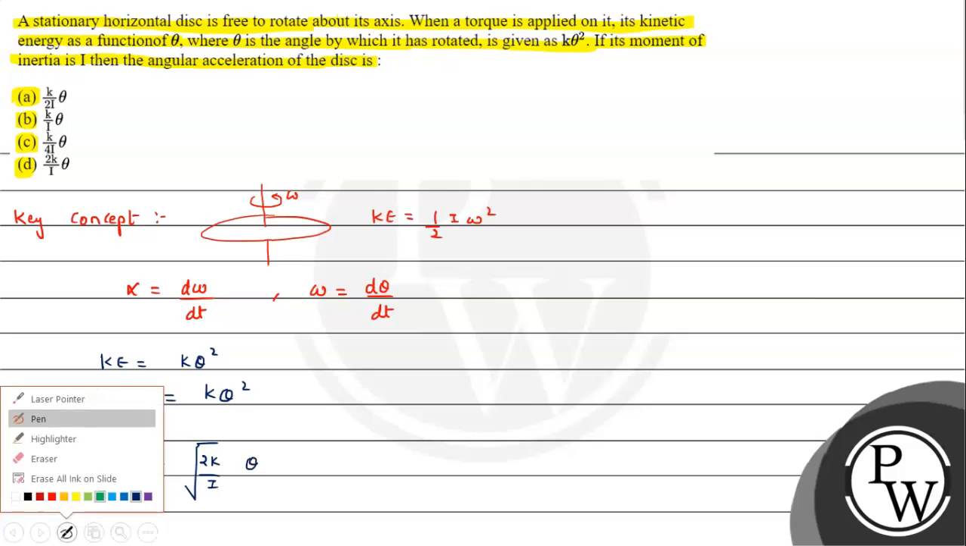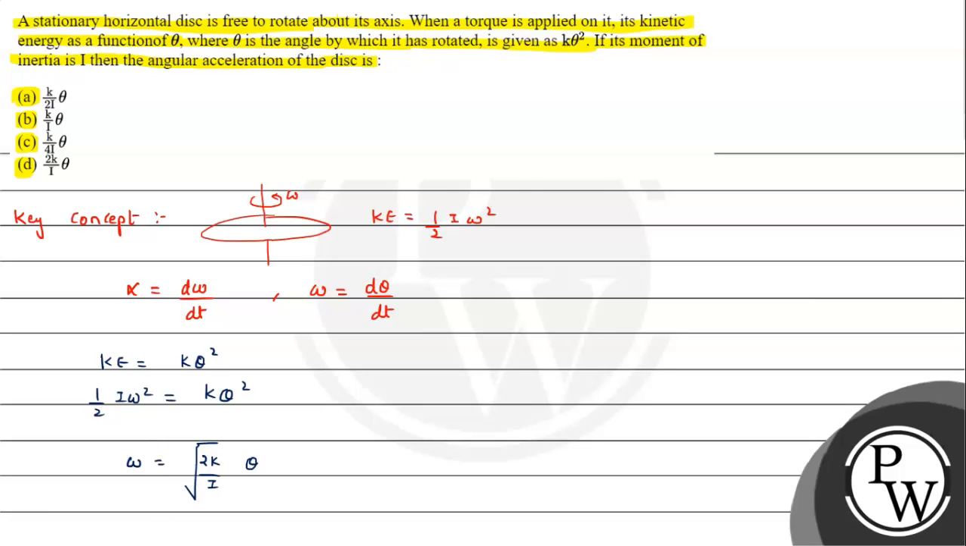Now we are interested in calculating the value of angular acceleration. So for that we need to differentiate this expression with respect to time on both sides, since theta is a variable. So here we can see d omega by dt, and that will be nothing but alpha, and that will be equal to under root of 2k by I, which is a constant, times d theta by dt. Now this can be written as under root of 2k upon I into omega.